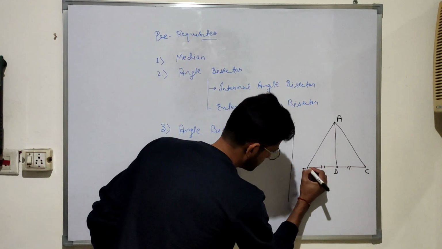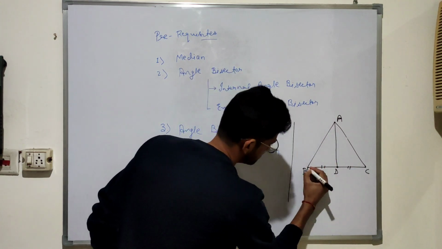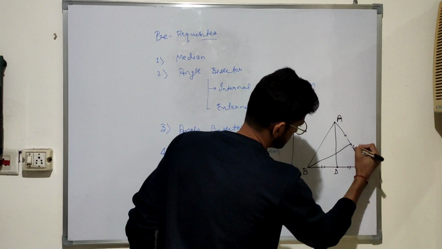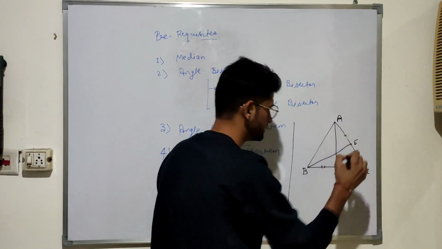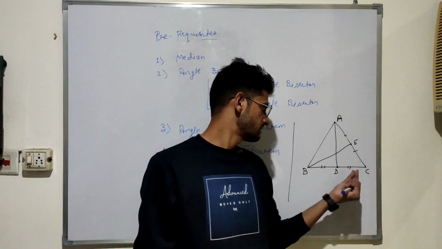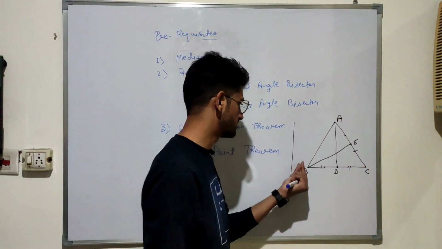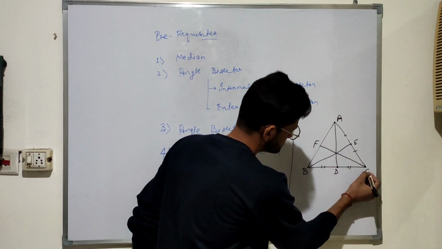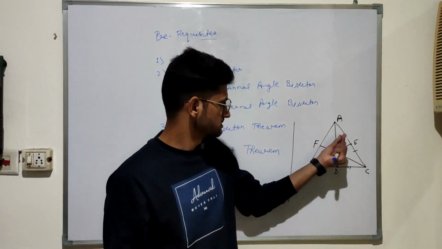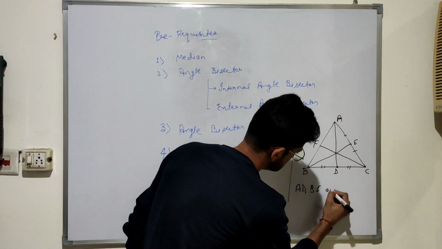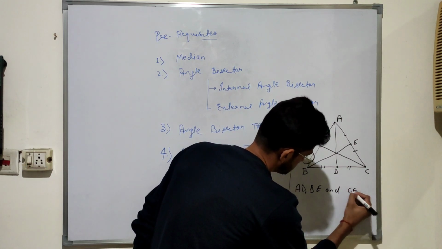Similarly, if you draw median from point B to opposite side AC, it will be dividing AC into two equal halves. That is, let's say it is E, then AE will be equal to EC. Similarly, when we will be drawing our median from point C to opposite side length AB, then we will be getting, let's say it is F, then CF is a median. So here AD, BE and CF are medians.